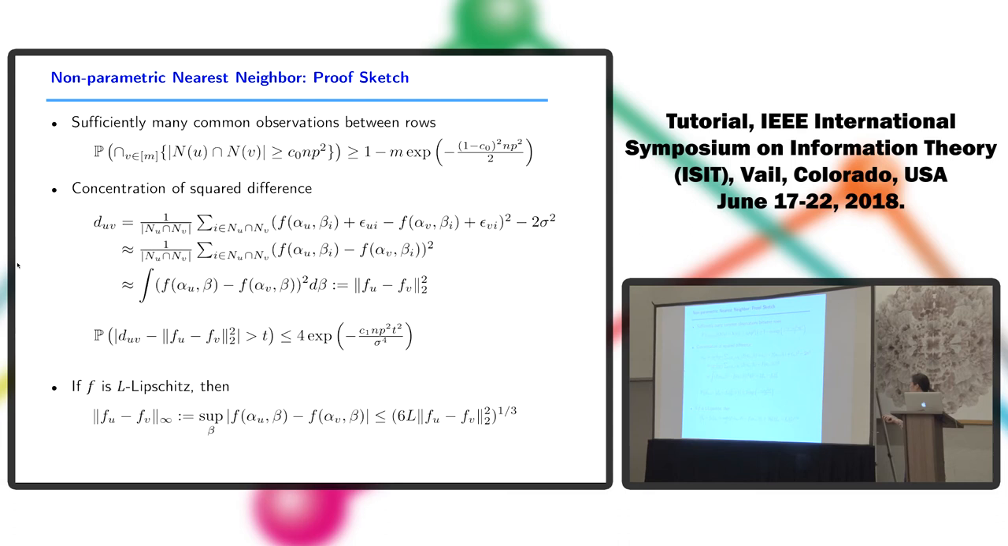Furthermore, if the function is L-Lipschitz, then not only do you have that the L2 distance is bounded, but the L infinity norm of the difference between these two functions, so the maximum difference between them, is also bounded.